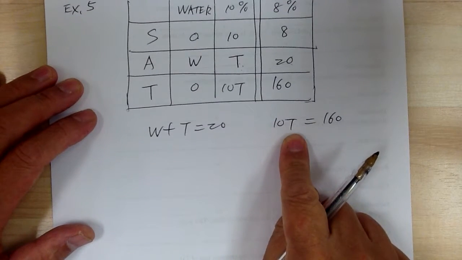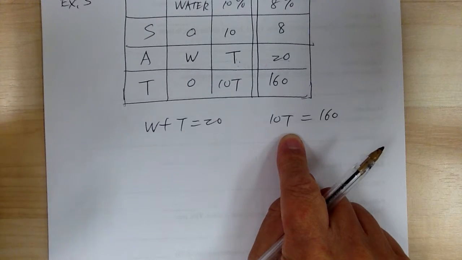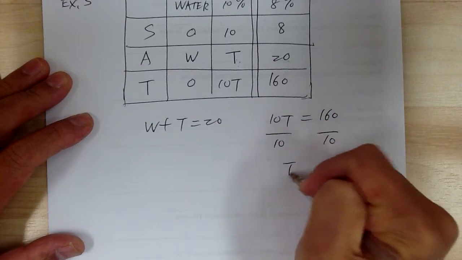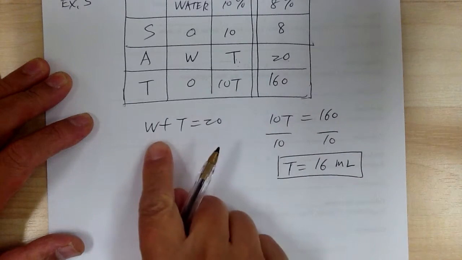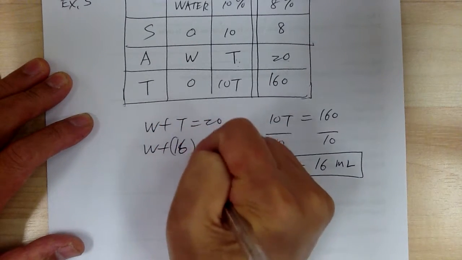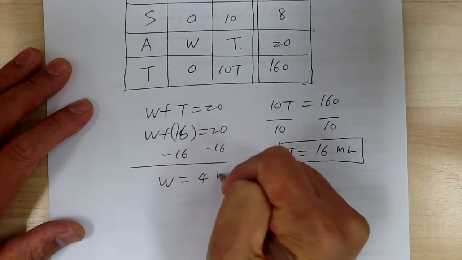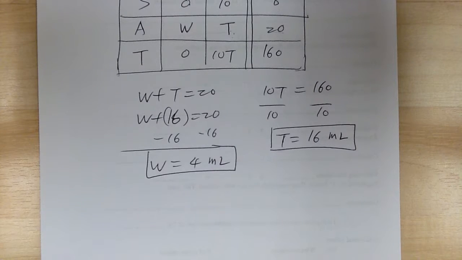Now over here, you have only one variable, so you can solve this directly already. Don't try to waste your time to use the elimination method. You have only one variable, so you solve it already. So divide by 10, divide by 10, so T equal to 16 milliliters. And then you have to come back over here. You can substitute. So minus 16, so water equal to 4 milliliters. And that's it. So again, you got to know how to read and know how to put things in its proper box. Now let's go to example 6.